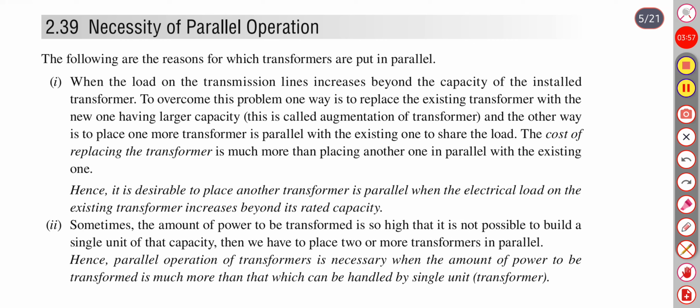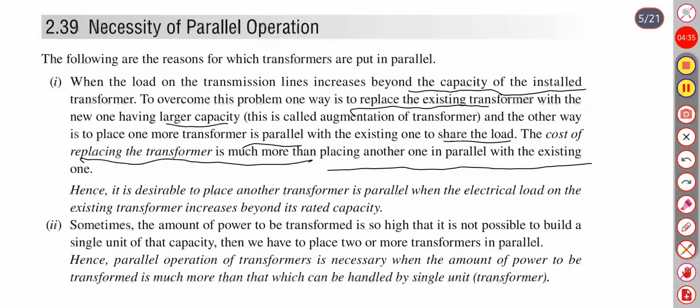So what is the necessity of parallel operation? When the load on a transmission line increases beyond the capacity of the installed transformer, to overcome this problem, one way is to replace the existing transformer with a new one having larger capacity, but that is augmentation of the transformer. The other way is to place one more transformer in parallel with the existing one to share the load. The cost of replacing the transformer is much more than placing another one in parallel with the existing one.